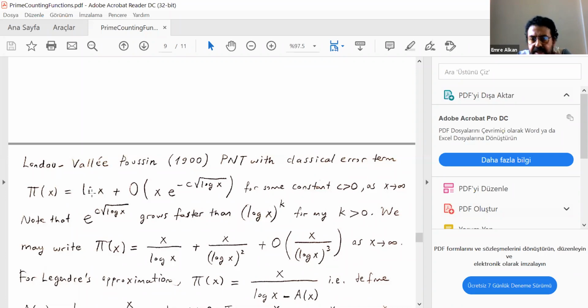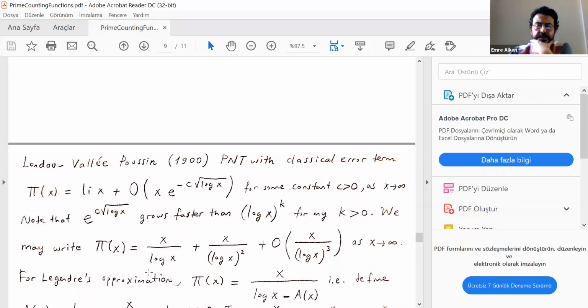But Li of x is much better. That's a much better approximation to pi of x, because this error is a lot smaller than the error that we make here. So that's why getting PNTs with better and better error terms, but keeping the Li of x, is a must if you want to make improvements.